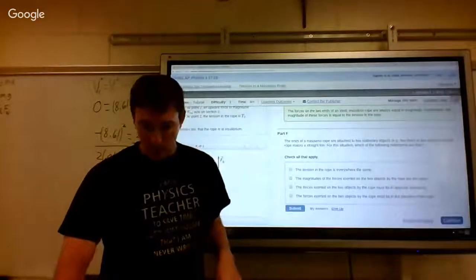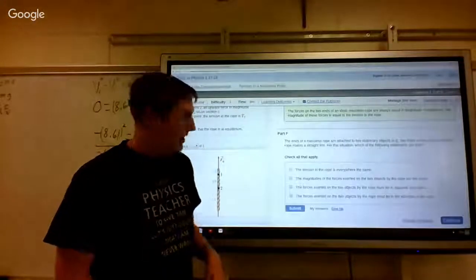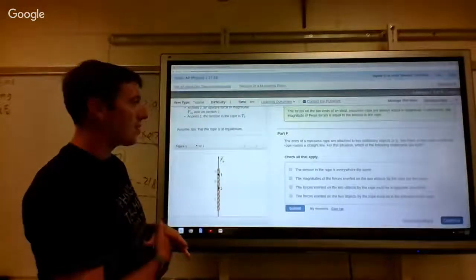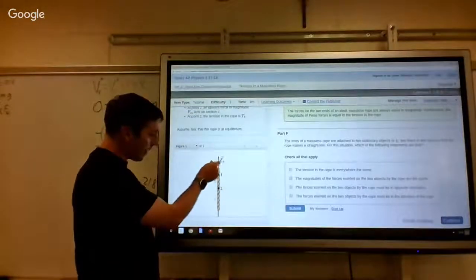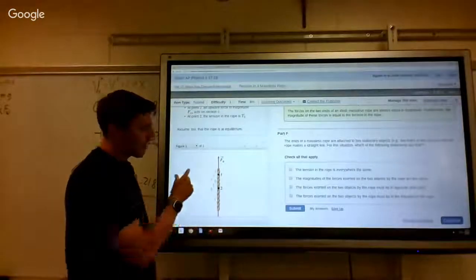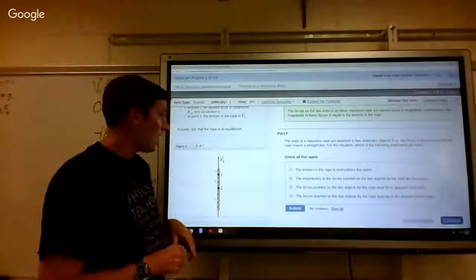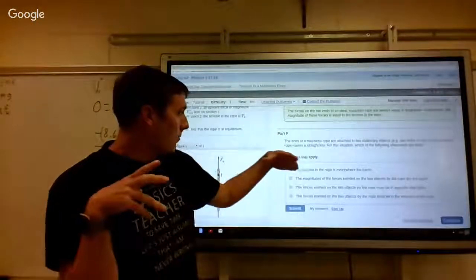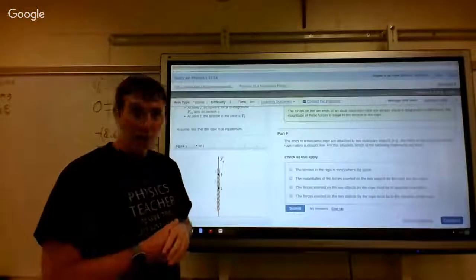This is where we start losing some people. Turn my page. All right, part F. The ends of a massless rope are attached to two stationary objects. So both pieces of this rope are attached to chunks of mass, thing 1 and thing 2, so that they are making a straight line to pull all nice and set. Which of the following is true? Check all that are true.